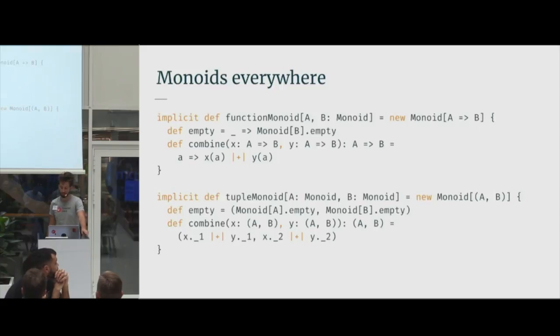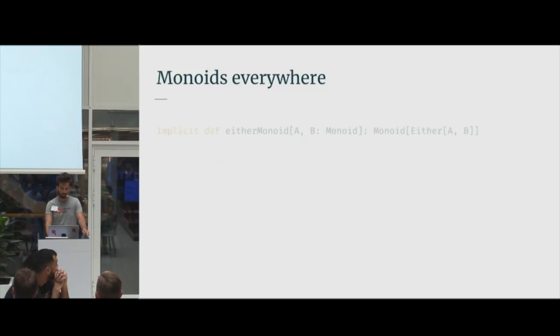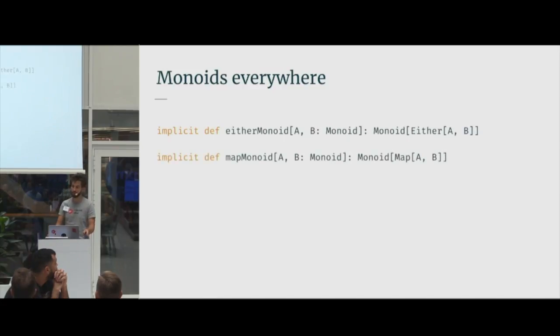And we can do the same for tuple, right? So tuple is a monoid whenever A and B, so both sides of the tuple, are monoids, right? And that makes sense because we can just combine the individual values, and it all works out that way. But this also works for Tuple3, Tuple4, and tuples of all arities. And it also works for Either. It also works for maps, right? So for example, with maps, if you want to add two maps together, you look at the keys, and if you have a conflict, you just use the monoid combine operation to combine the values to get rid of the conflicts.